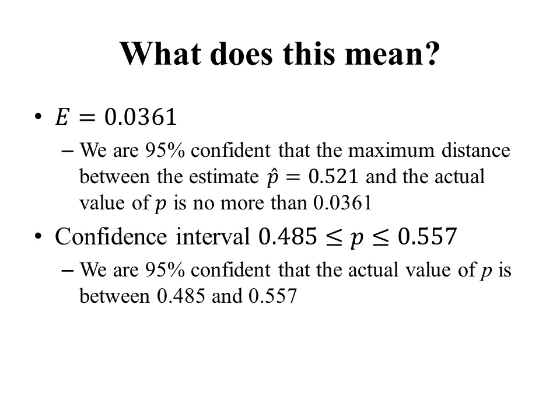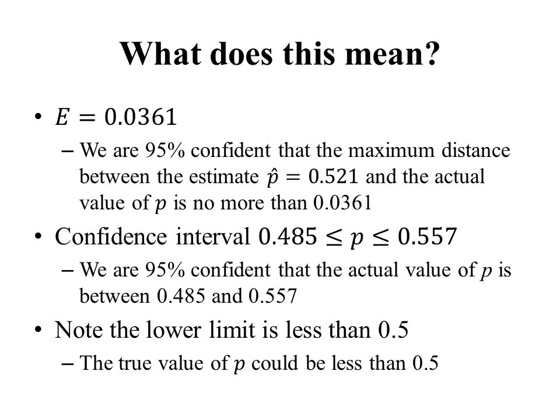Now our confidence interval, p is somewhere between 0.485 and 0.557. We would interpret that by saying we are 95% confident that the actual value of p is somewhere between these two numbers, 0.485 and 0.557.